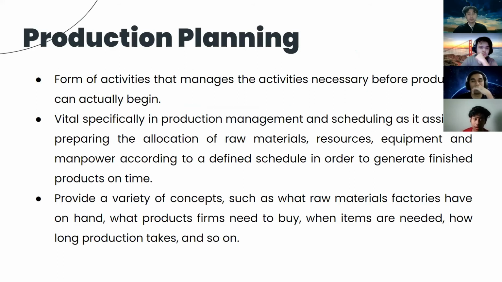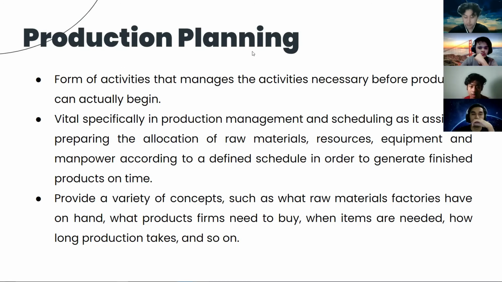So last but not least, the factor which influences the production rate is production planning. Essentially, production planning is a type of activity which handles activities necessary before production can actually begin. This production planning is crucial, specifically in production management and scheduling, as it helps in preparing the allocation of raw materials, resources, equipment, and manpower according to a defined schedule in order to generate finished products within the schedule.